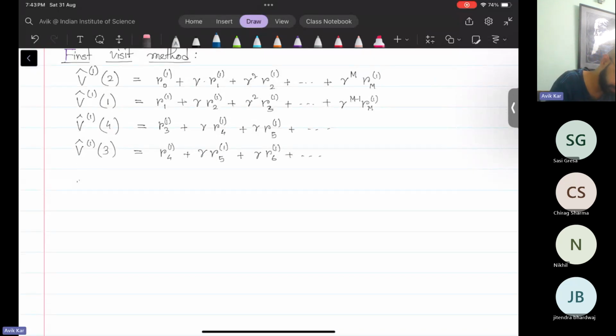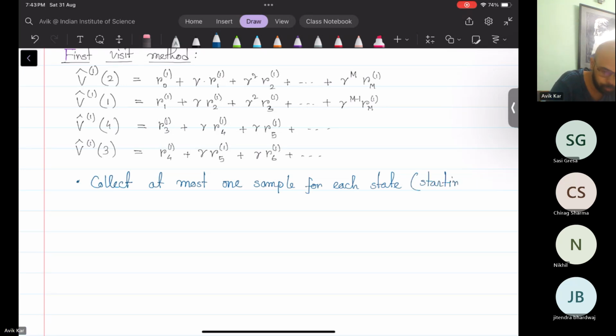This is what it is, and the rule is basically: collect at most one sample for each state, starting from the first visit to the state.